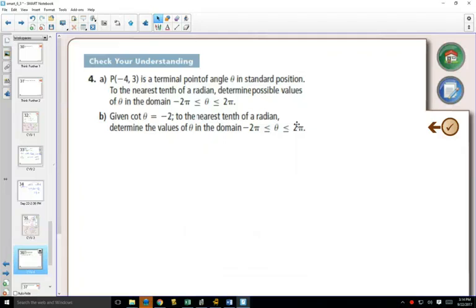The point P, negative 4 comma 3, is a terminal point of an angle theta in standard position. To the nearest tenth of a radian, determine possible values of theta between negative 2 pi and 2 pi. What kind of question do you think this is?